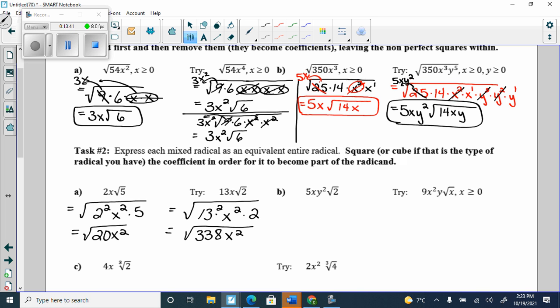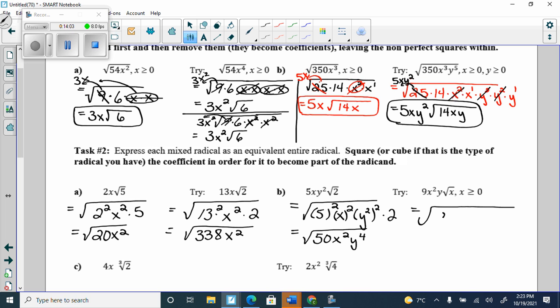With equal signs in front of these. This one is going to be 5 squared x squared y squared squared times 2, which is 25 times 2, which is 50, x squared y to the 4. This one, you're going to get 9 squared x squared squared y squared times x. So you're going to get 81 x squared squared is x to the 4, and then x plus 1 is x to the 5, y squared.